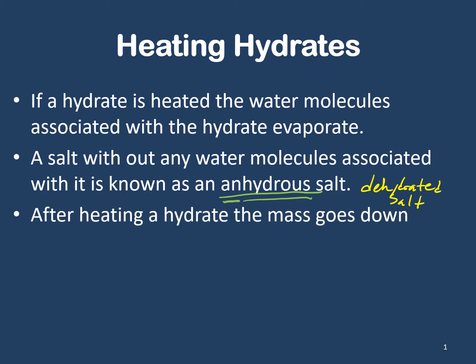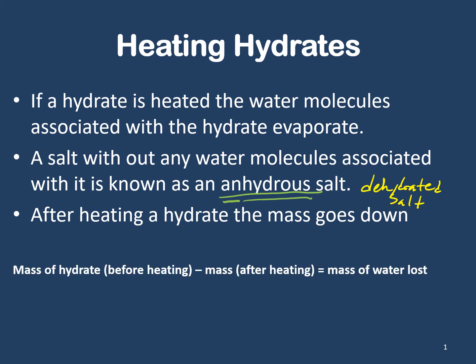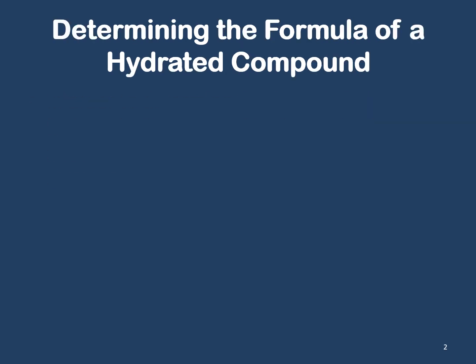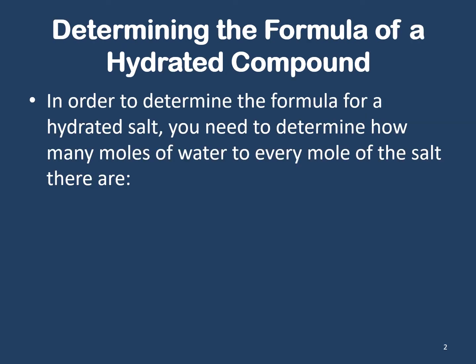After heating a hydrate, as the water evaporates, the mass of our sample is going to decrease. If we calculate the difference between the mass of the hydrate before we heated it minus the mass after we heated it, we'll get the mass of how much water was lost over the process, and more specifically, the mass of water within the original hydrated compound. Once we have the mass of water and the mass of the dehydrated salt, we can actually calculate how many water molecules were associated with the salt.